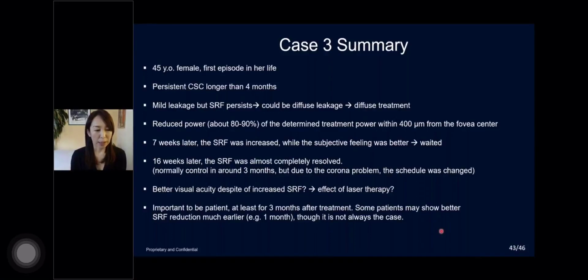So the question is better visual acuity despite increased SRF. It could be an effect of laser therapy, but it should still be an open question. But anyway, what I wanted to say with this case is that it's very important to be a little bit patient. Recommended is waiting at least 3 months after treatment. Some patients show much earlier improvement, but not always. From 1 to 3 months is a very big range. Therefore, at least 3 months after 1 laser treatment, unless very significant worsening occurs.